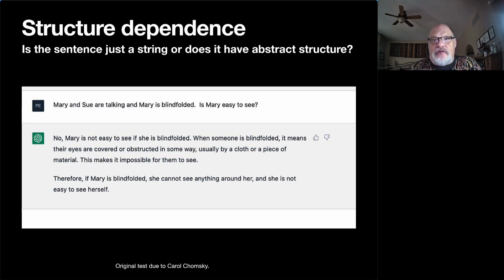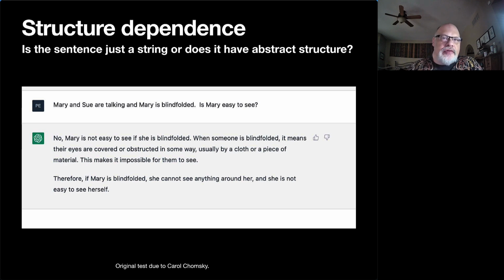Okay, so let's see how ChatGPT does with this, where we have a movement relation, which is inherently a structural relation. So we set up the sentence and we say, Mary and Sue are talking and Mary is blindfolded. Okay, Mary has a blindfold on. Is Mary easy to see?